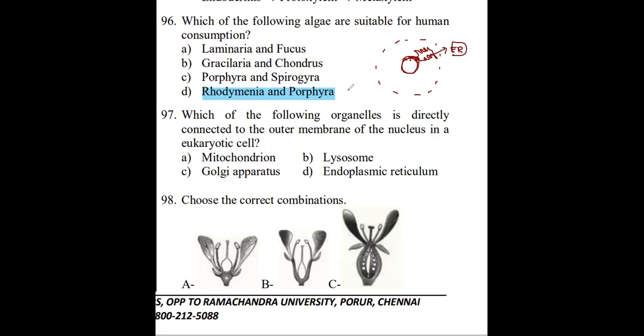So the question is, which of the following organelles is directly connected to the outer membrane of the nucleus in eukaryotic cells? The answer for this question is going to be option D.